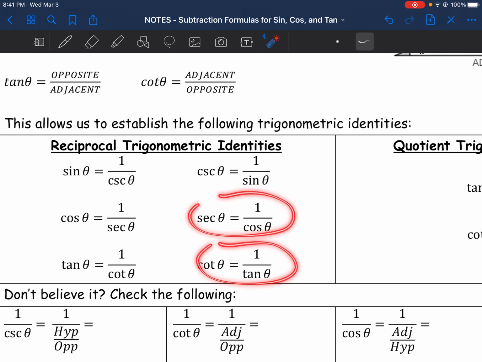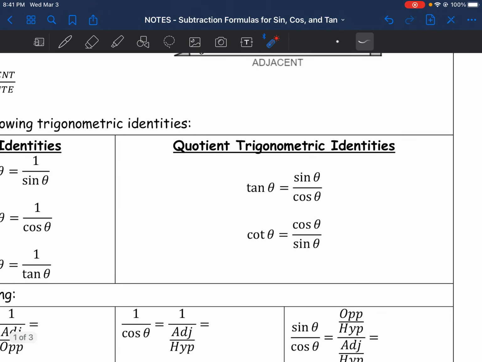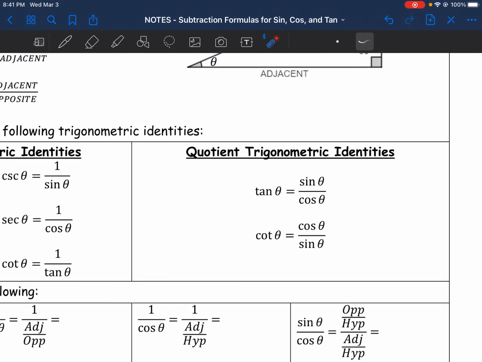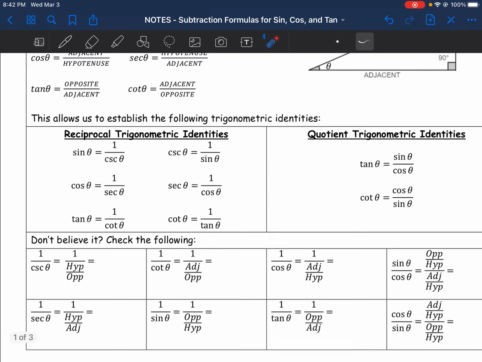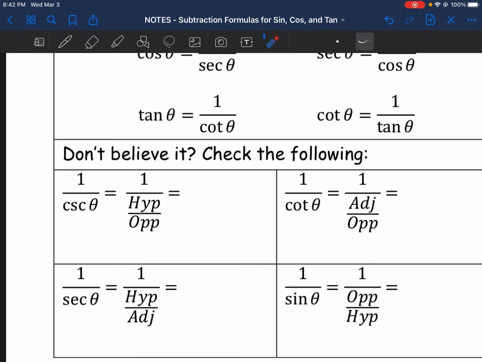Okay. We also established the following quotient trig identities: that the tangent of an angle is the sine of the angle divided by the cosine of the angle, and the cotangent of an angle is the cosine of an angle divided by the sine of an angle. Let's go ahead and verify all 8 of these, starting right here.